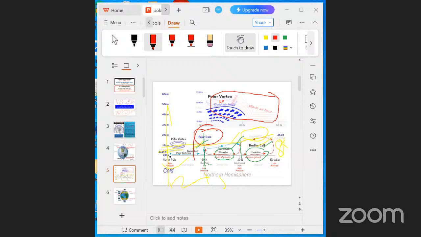Now we have discussed this kind of front formation. So this is warm air and this is cold air, right? And this is 60 degrees north, where the jet stream is formed. So what is that called? This is called the polar front jet stream, right? Polar front jet stream.